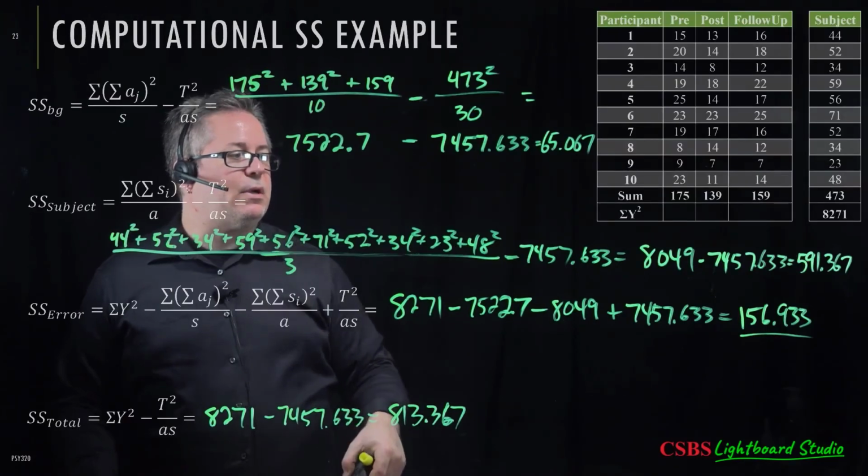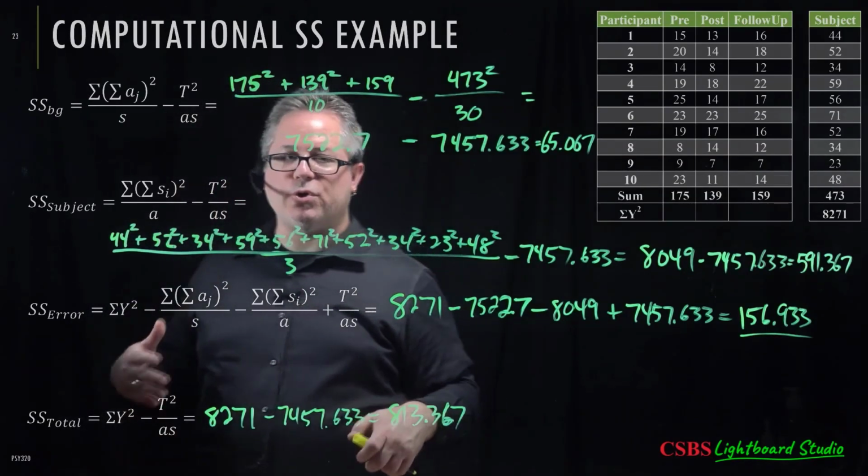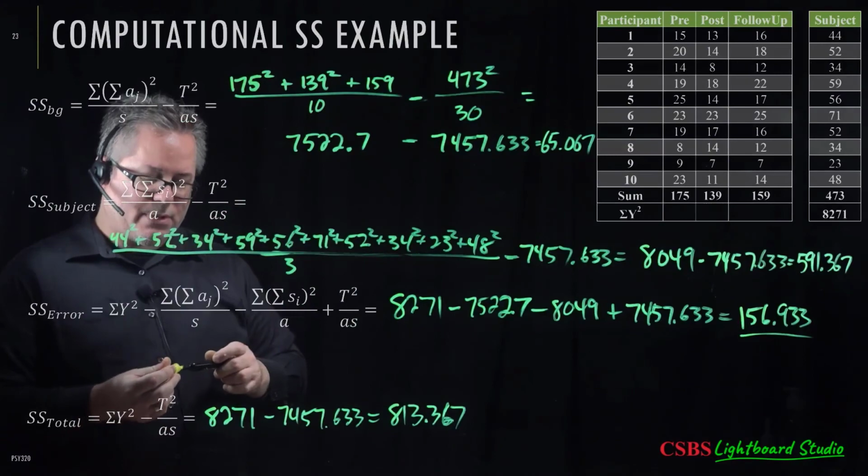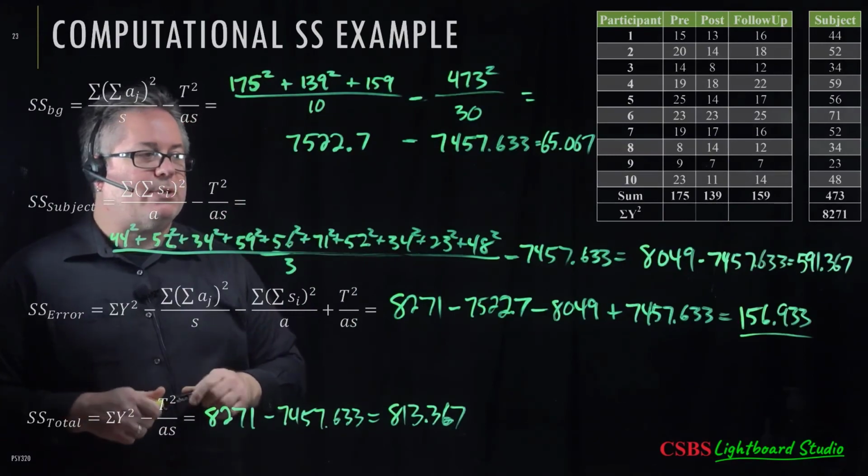So that's it. That's the computational, or alternative, forms of sum of squares for the repeated measures ANOVA.